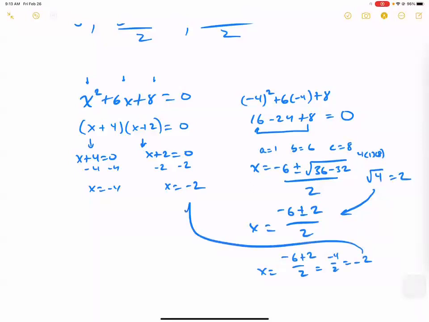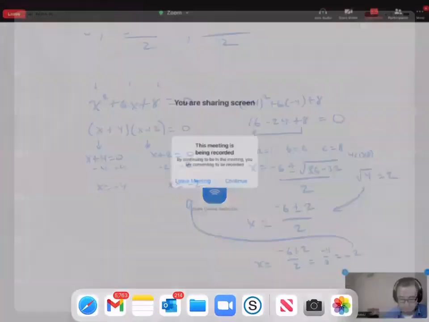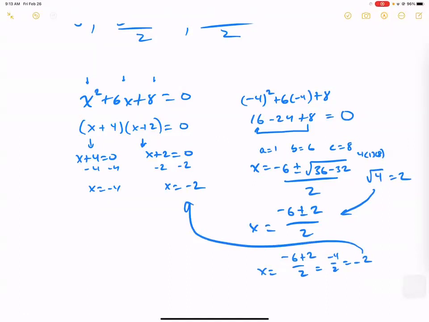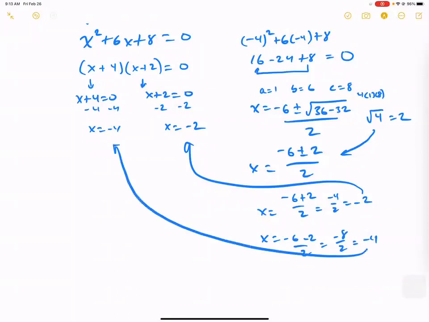Guess what? That was one of our answers. Our next answer: x equals negative 6, we already did the plus, minus 2 over 2 is negative 8 over 2, which is negative 4. Happy coincidence? I think not.